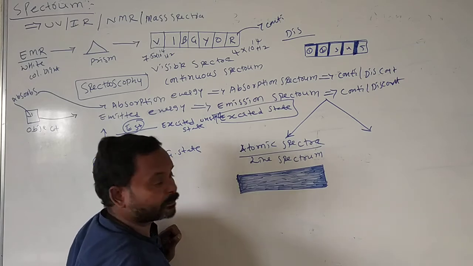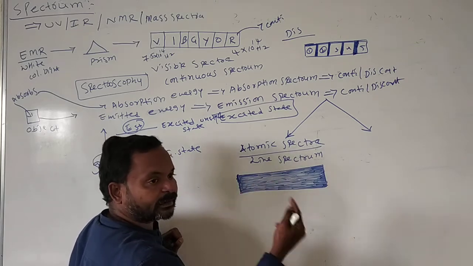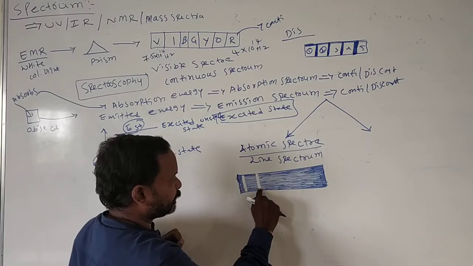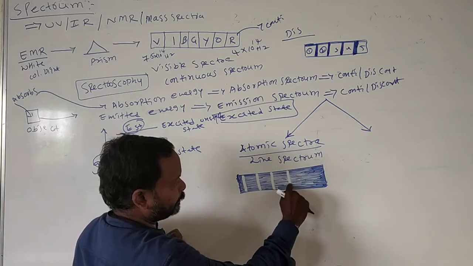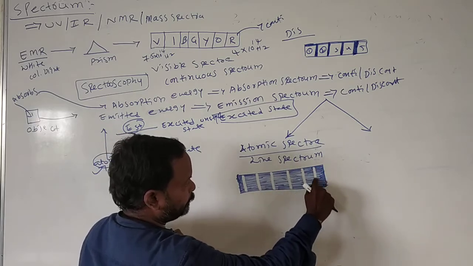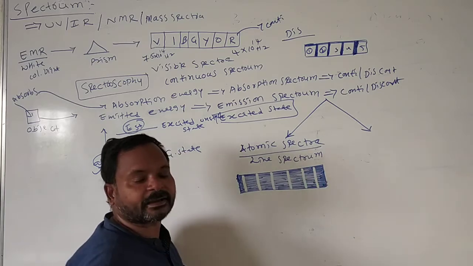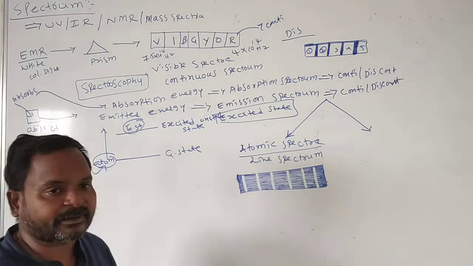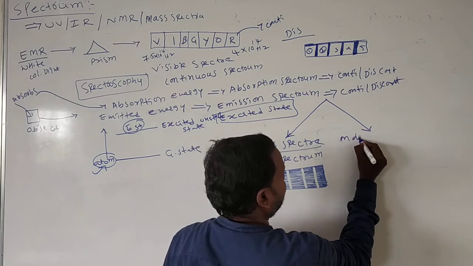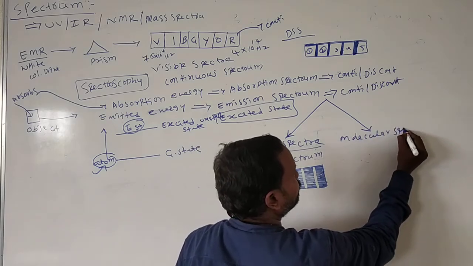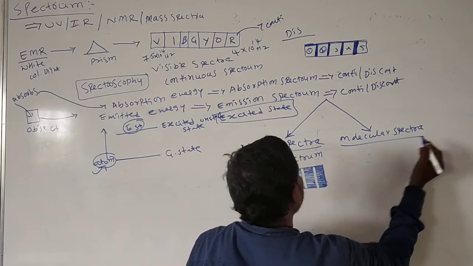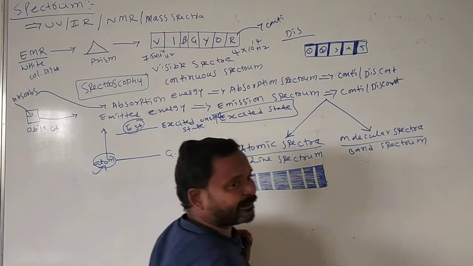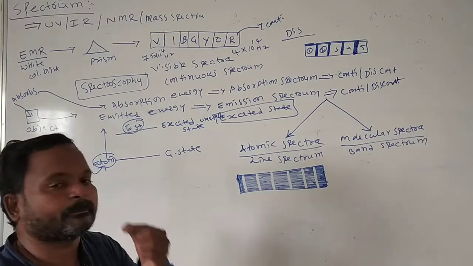On a dark screen, in a line spectrum, we observe bright lines like this. This may be a continuous or discontinuous spectrum. This is what we call a line spectrum. Molecular spectrum is a characteristic property of molecules. It forms a band spectrum.